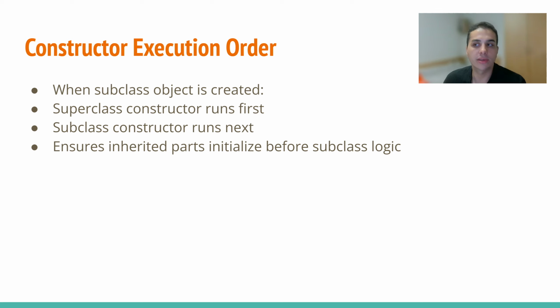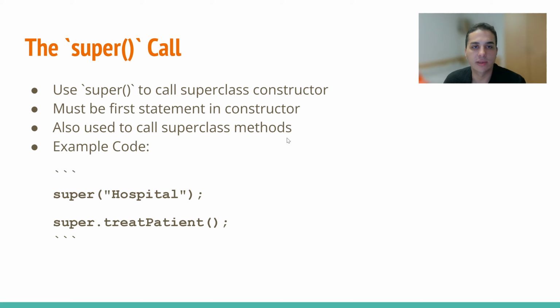So the subclass constructor can call the superclass constructor explicitly using the super syntax as the first line. If not, Java will call the no-argument super constructor by default. And if a class B extends A, then when you do new B, the sequence will start from A, the parent class. Its constructor runs, then B will run, which I will show with some examples in VSCode.